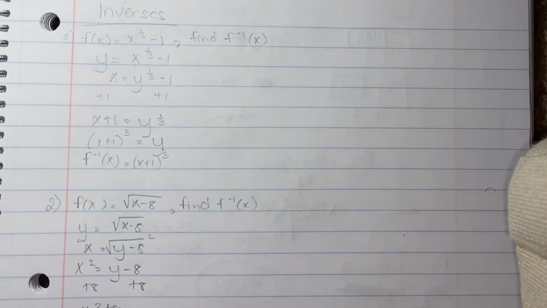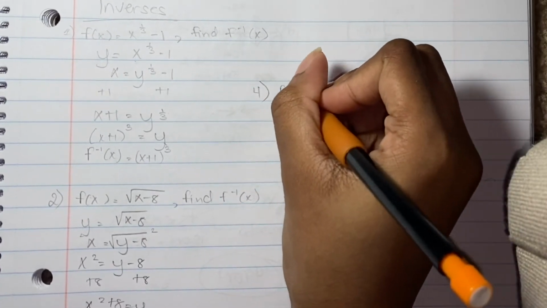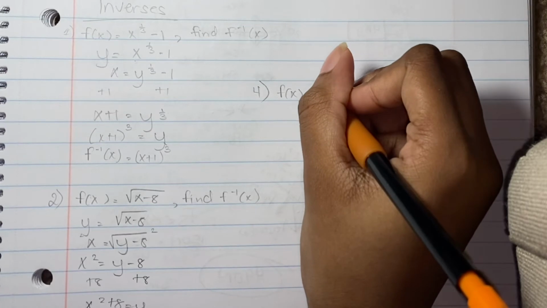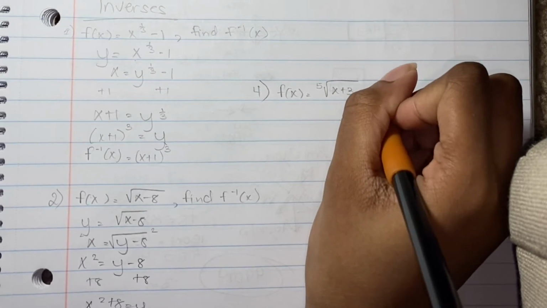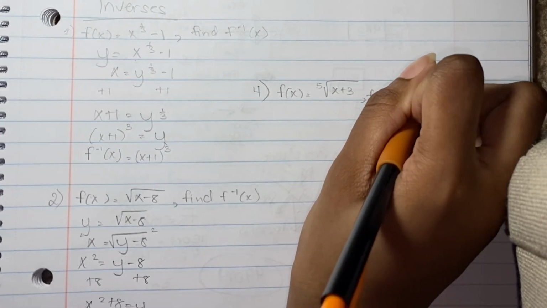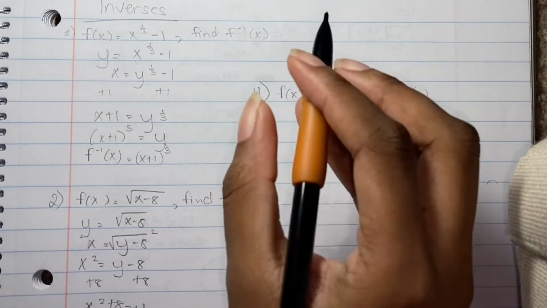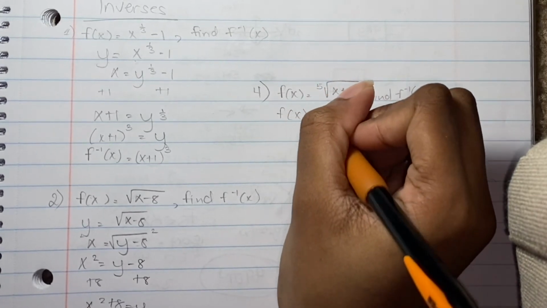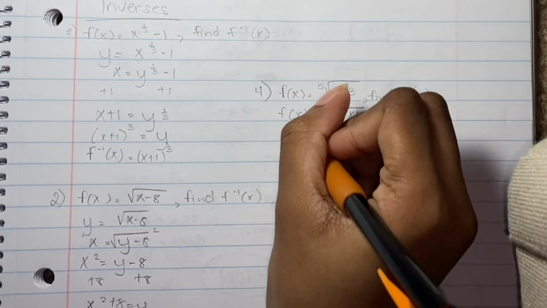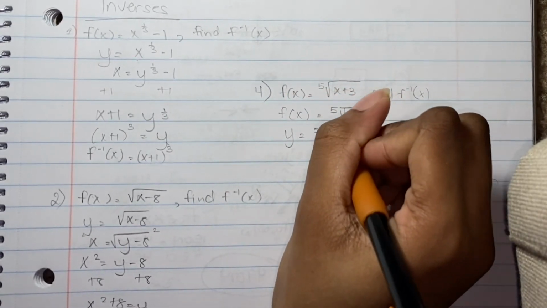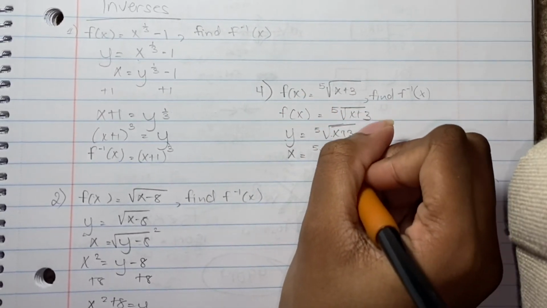Okay. And then for the last problem, let's do it down here. Number 4 is saying f(x) is equal to the 5th root of x plus 3. I don't know how to say that. I know y'all see me struggling, but anyways, okay, f(x) is equal to the 5th root of x plus 3, then switch your x and y. So x is equal to the 5th root of y plus 3.